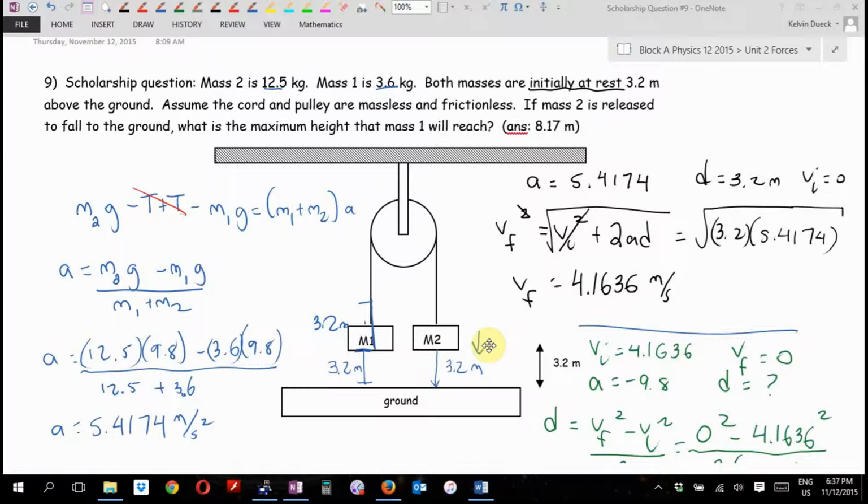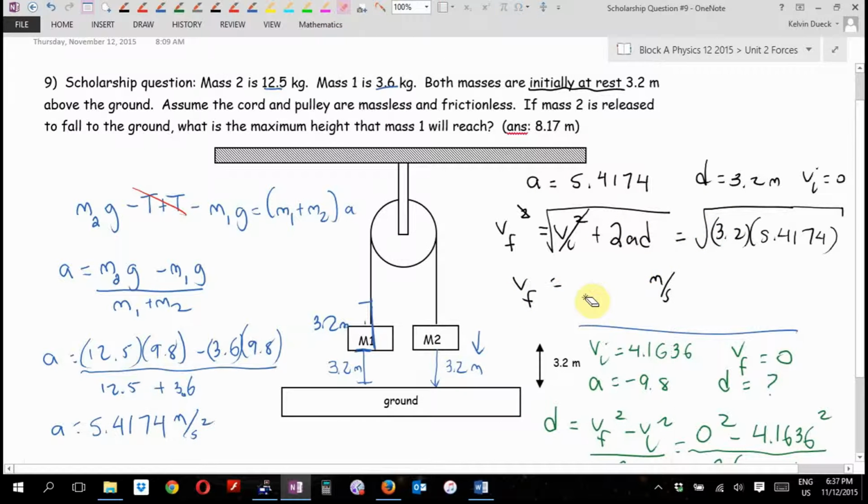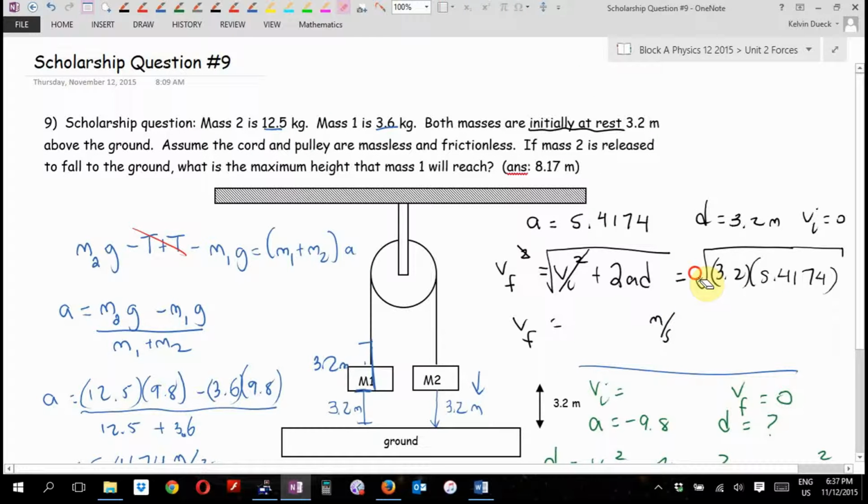Probably by now you've seen my mistake, Mr. Dewick. I figured it out. Right here there's a 2. I didn't put the 2 in here. So this is going to be wrong. This number is going to be wrong. This number is going to be wrong. And this is going to be wrong. Good gosh, Mr. Dewick, you never make mistakes. I need to fix this. So let's try this again.